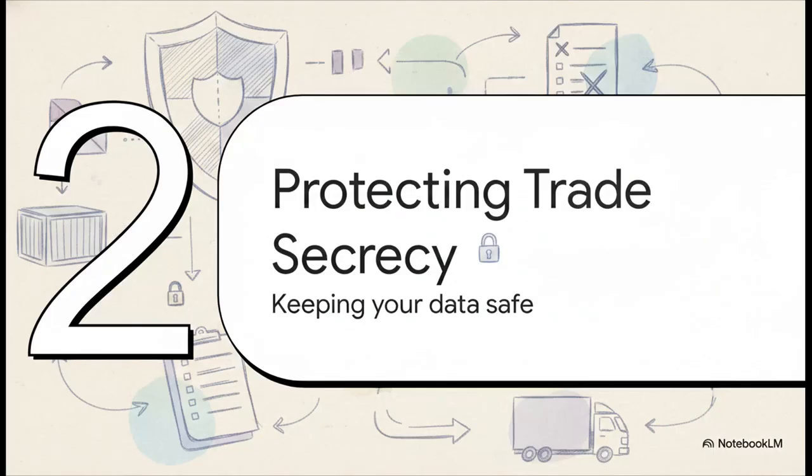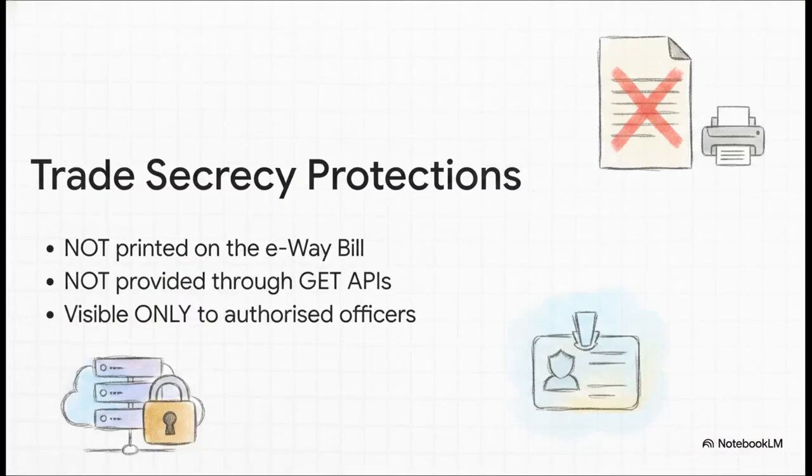Moving right along to Section 2, Protecting Trade Secrecy. Now, here is the massive elephant in the room. A lot of middlemen are stressing out, wondering if this is going to expose their competitive client lists. Because let's face it, your customer list is your lifeblood. You do not want your supplier cutting you out just because they saw the final destination printed on a form. But you can take a breath.